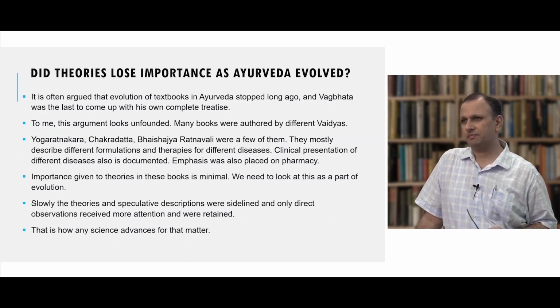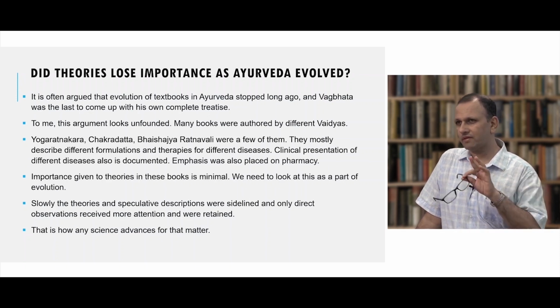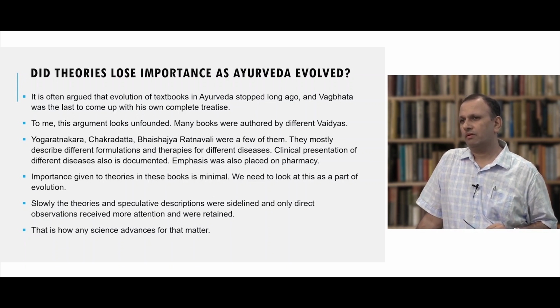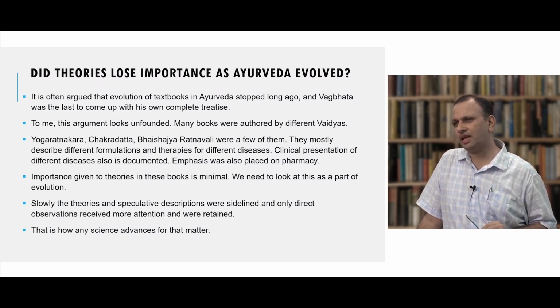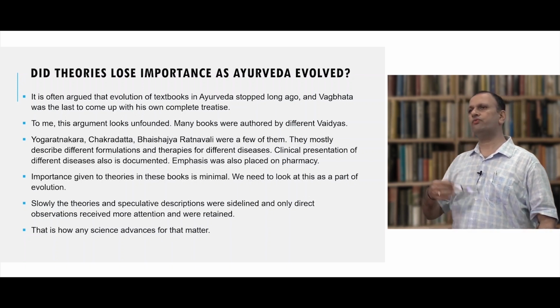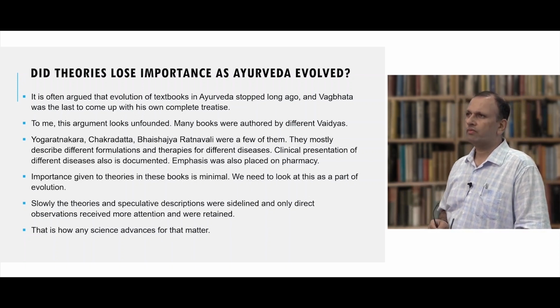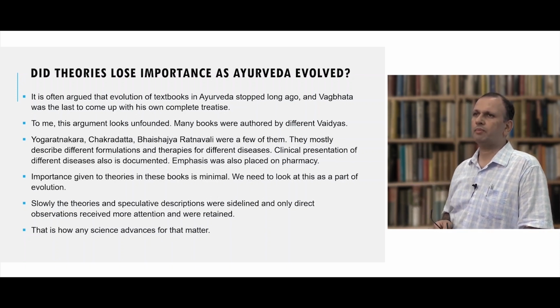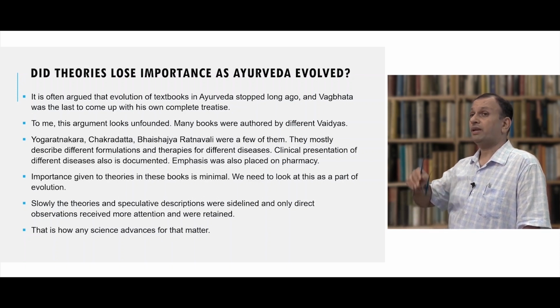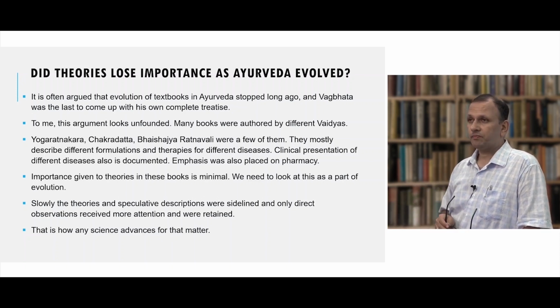This is something very interesting. Did theories lose importance as Ayurveda evolved? Many scholars have not touched upon this topic. Actually, it is often argued that the evolution of textbooks in Ayurveda stopped long ago, and possibly Vagbhata was the last one to come up with his own complete treatise. Some scholars argue that maybe Sharngadhara Samhita was the last one. But to me, this argument looks unfounded.